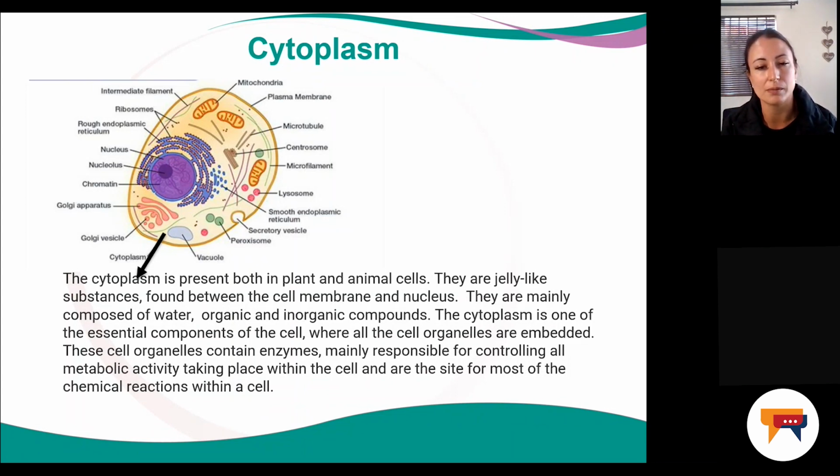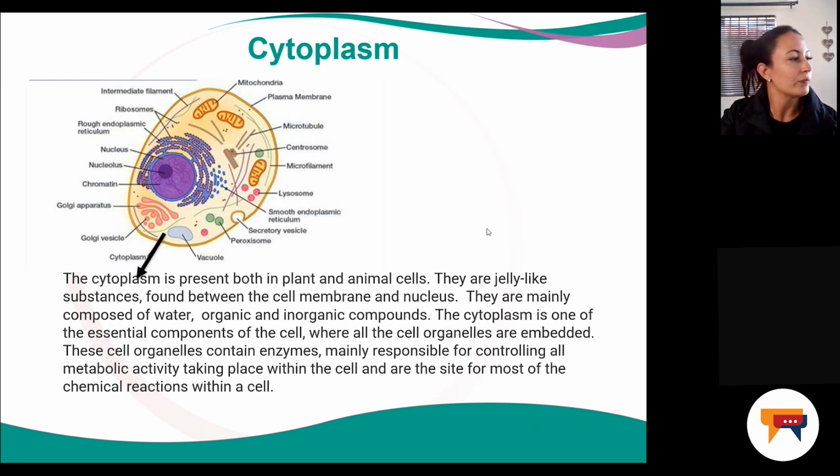So this is basically inside the cell membrane and between all the little organelles. The cytoplasm is one of the essential components of the cell where all the cell organelles are embedded. These cell organelles contain enzymes, which you spoke about earlier, specific proteins, and these are mainly responsible for controlling all metabolic activity taking place within the cell and are the site for most of the chemical reactions within a cell.